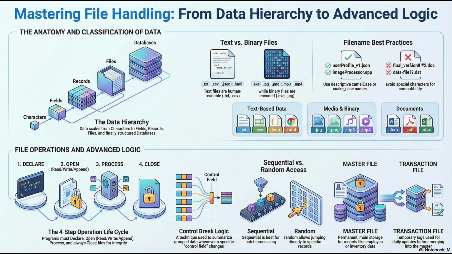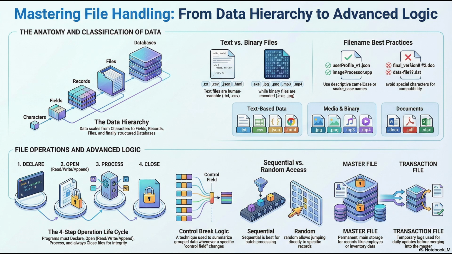Precisely. You group related fields, name, ID, salary, and poof, you have a record. That record describes one person, one thing. You group those records, you get a file. The computer needs that structure to know where one thought ends and the next begins.